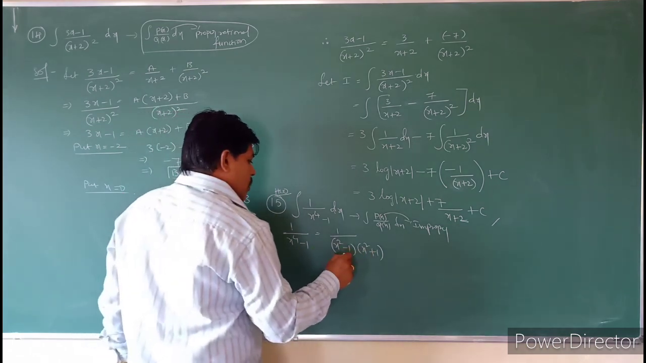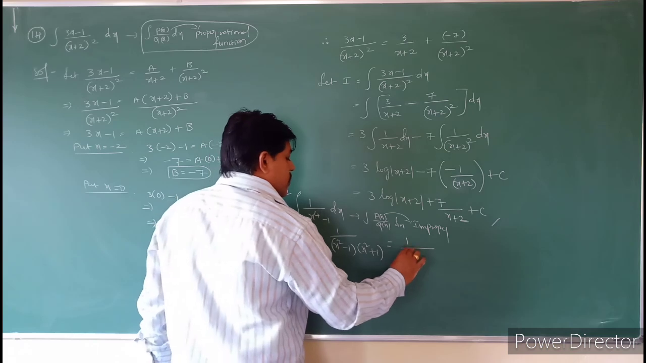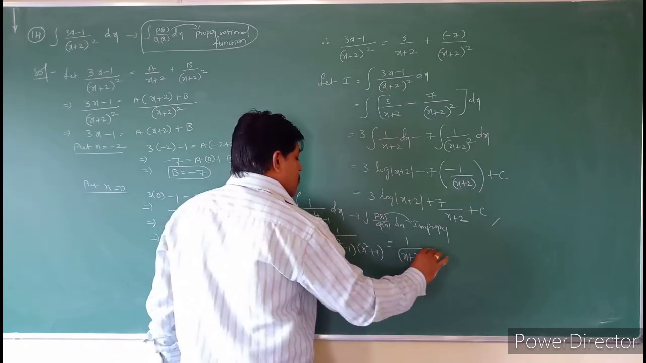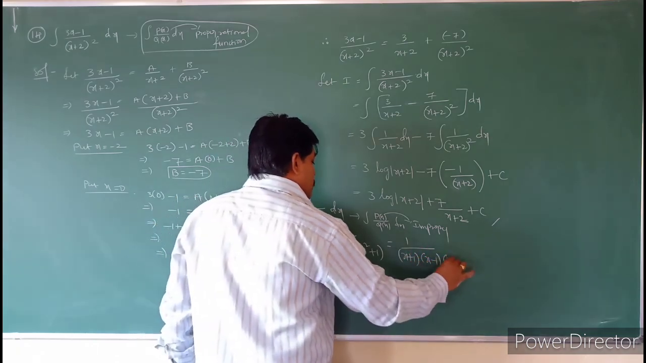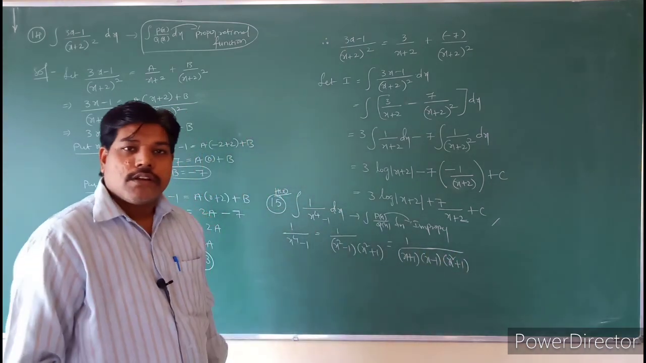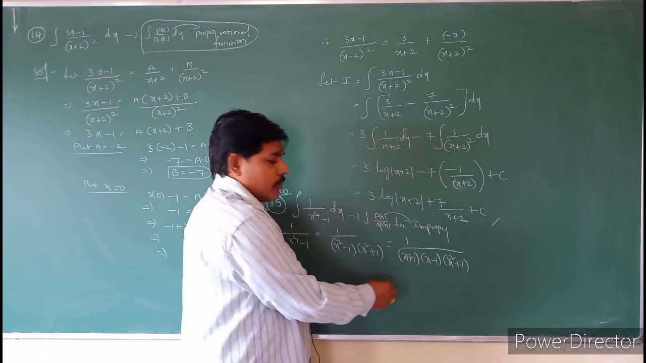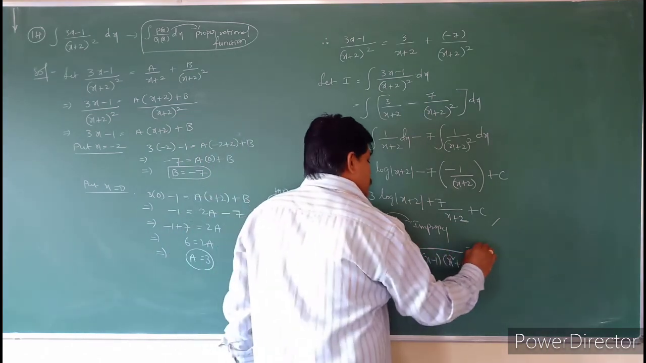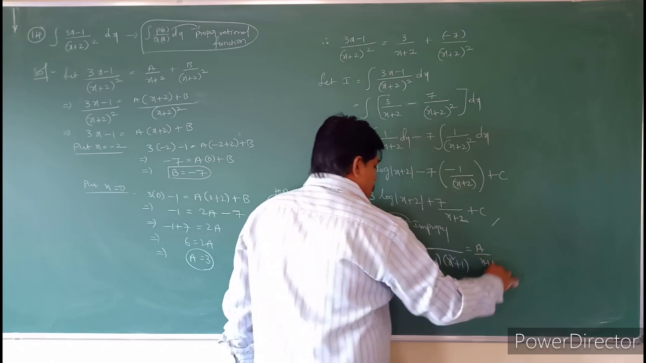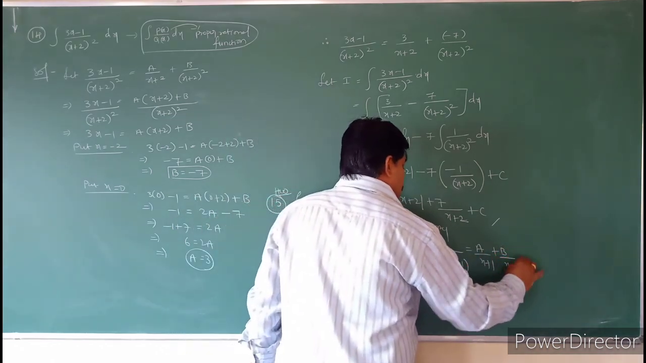Once again, what we can do is write this as 1 by x square minus 1, which can be written as x plus 1, x minus 1, and x square plus 1. So the problem is over. Now you have to apply the partial fractions. What is the partial fraction for this? Tell me. The first one is linear, so that is A by x plus 1. This is also linear. You will get B by x minus 1.